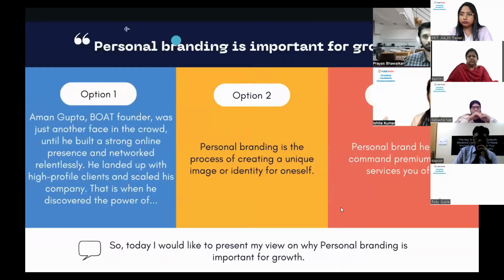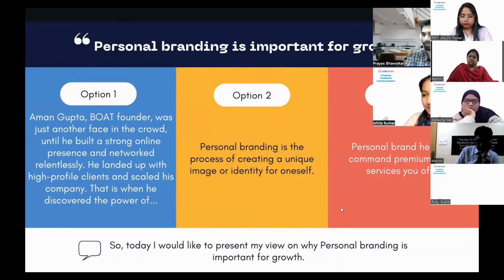Let's look at one more example. Personal branding is important for growth. Do you want me to read out the options as well? It's okay. This time you can read it in your own mind. Great. I guess option 1 is the most. Okay, and why is that? It starts with an example, so people connect more, I guess.